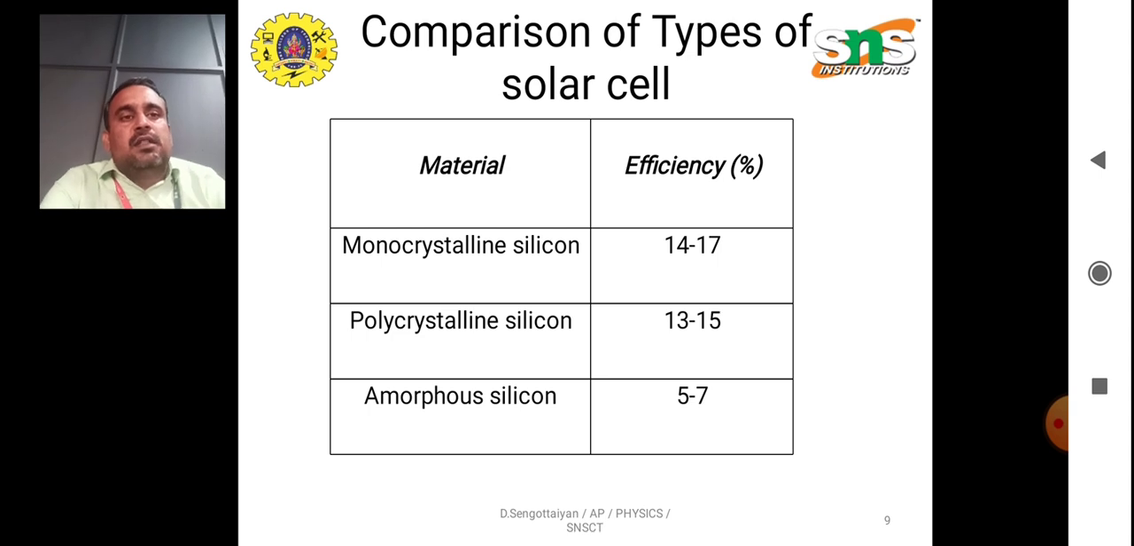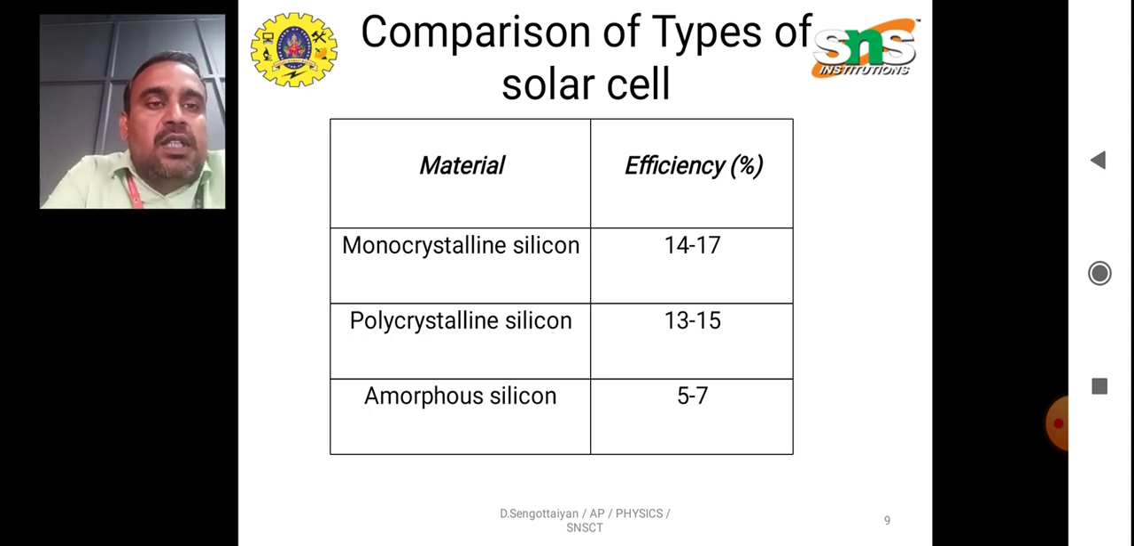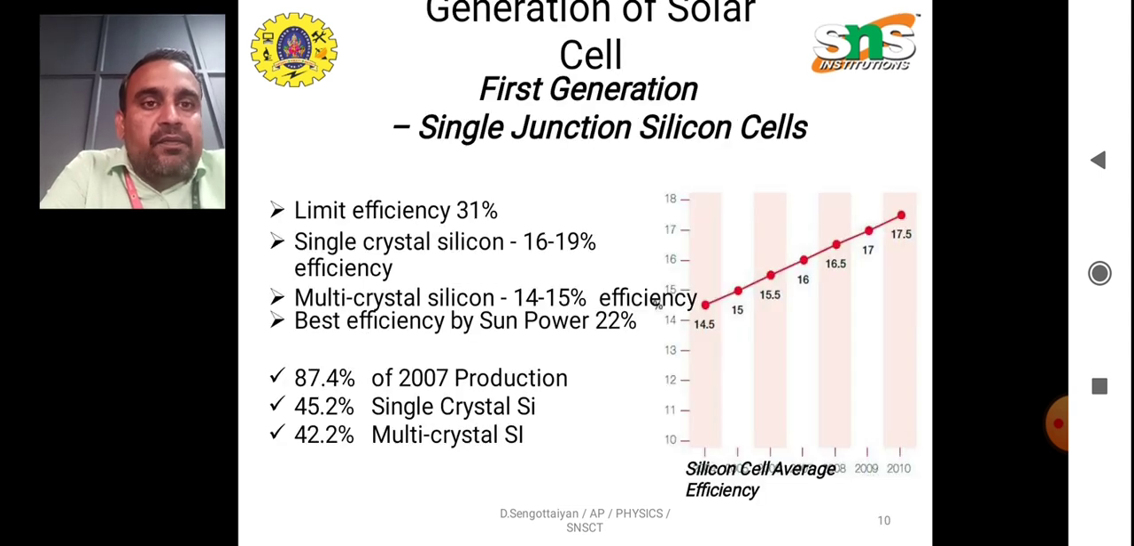The comparison chart between monocrystalline, polycrystalline, and amorphous materials. For the first material, single crystalline, the efficiency is more than 14%, that is 14 to 17. Then polycrystalline, 13 to 15. And finally, amorphous materials have very poor efficiency compared to the other two materials, only 5 to 7%.